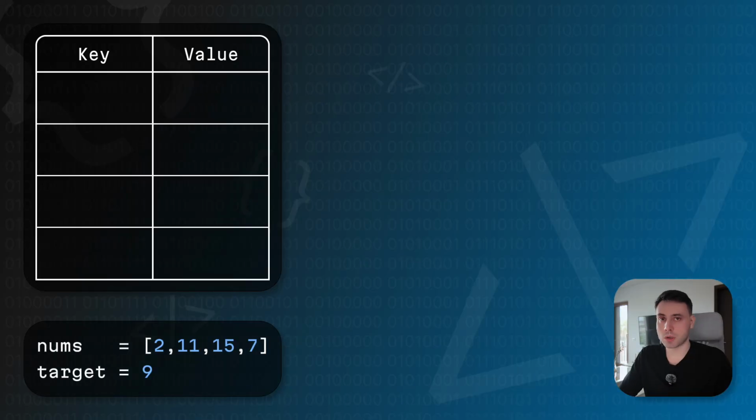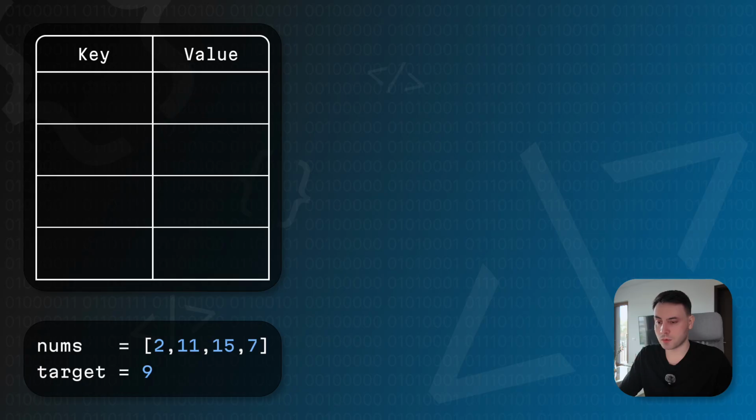Let's improve our approach and make it much faster. Instead of checking every possible pair in the array, we will use a hash map to store numbers as we go. This will allow us to find the correct answer in just one pass through the array. We have an array of numbers 2, 11, 15, and 7. The target is 9. We also create a hash map where the keys are the numbers from the array and the values are their corresponding indices.